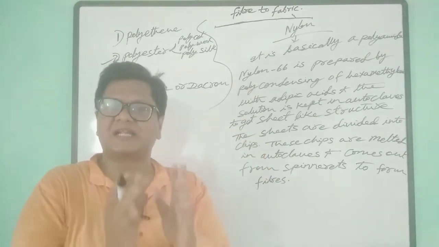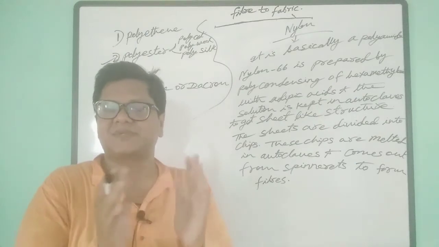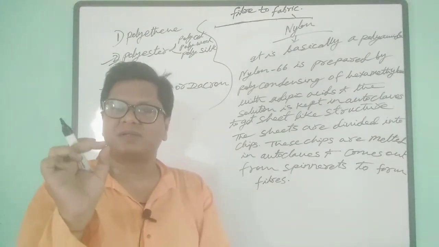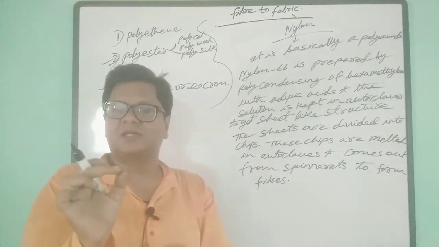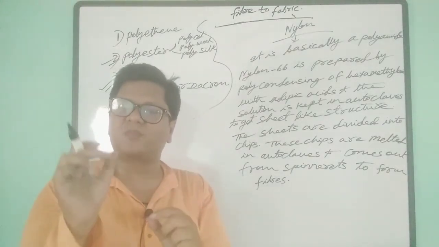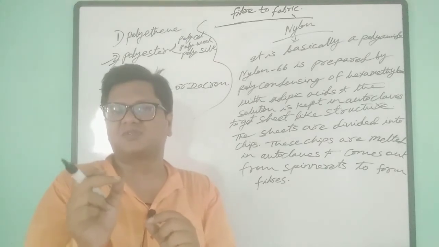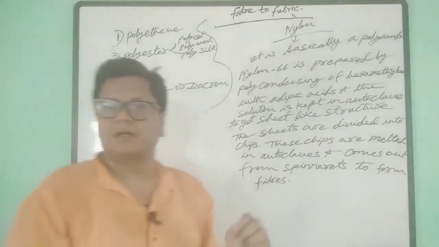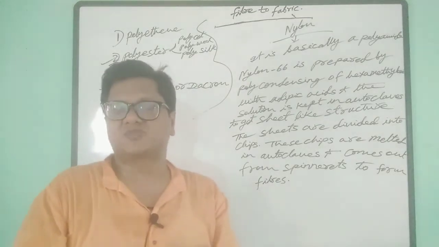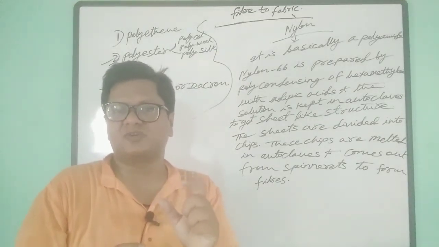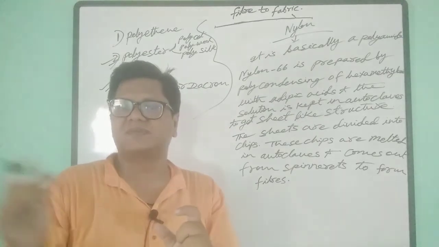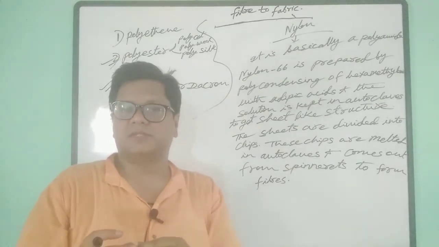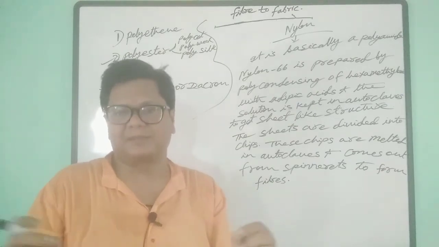A spinneret is basically a funnel shaped structure from which liquid comes out through a narrow hole or narrow opening. And when it comes out, then it solidifies. The solution gets solidified on coming in contact with the atmosphere, and then it is drawn into fibers.